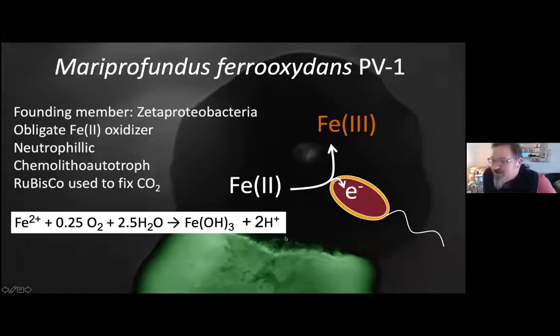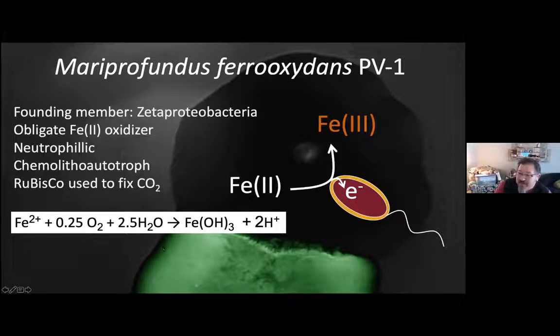And the specific microbe that we're going to talk about is called Mariprofundus ferrooxydans. This is the founding member of the Zeta proteobacteria, isolated by Dave Emerson probably 15 or 20 years ago now. I forget exactly. It's an obligate iron oxidizer, so this is the only way that we know of how it can grow either in the lab or in the environment. It's neutrophilic. It's a chemolithoautotroph, so it's using chemical energy, using iron as its electron source, and it's fixing CO2 like a plant, essentially, using rubisco.